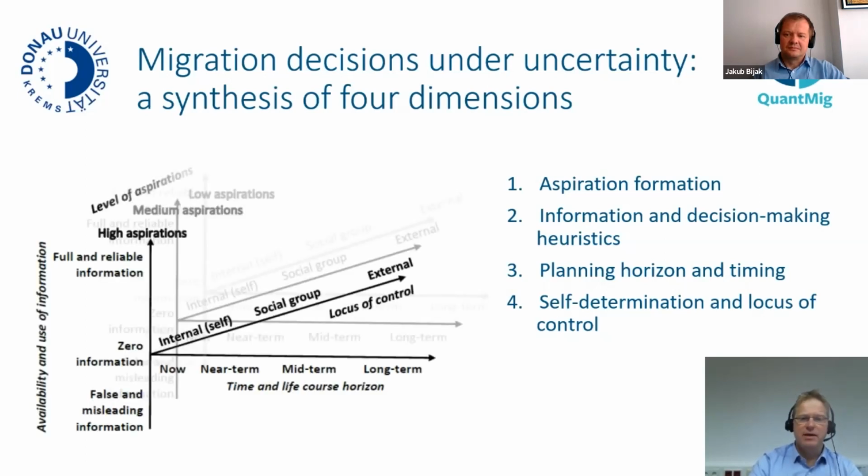These 4 aspects are conceptually separate, as shown on this 4-dimensional migration decision space. At the same time, as we will discuss later in this talk, in real-life decisions, some of these dimensions interact. For example, more information about migration opportunities in combination with a strong internal locus of control can enable longer planning horizons. We discuss these dimensions in more detail on the next few slides.